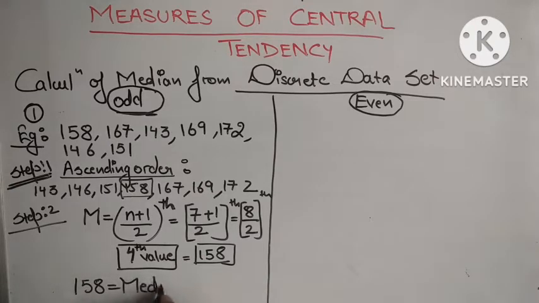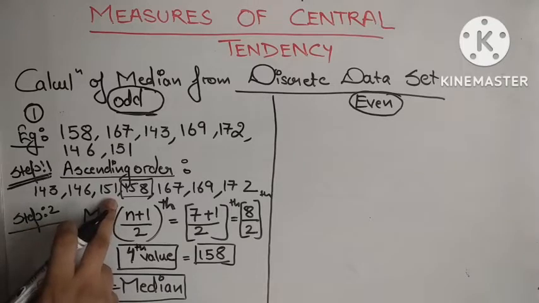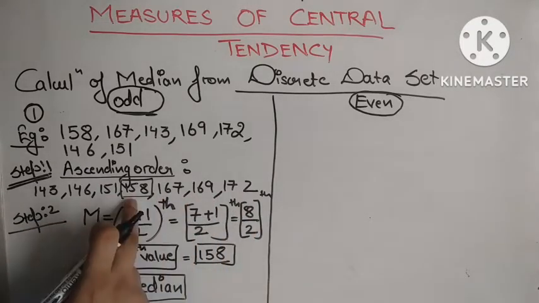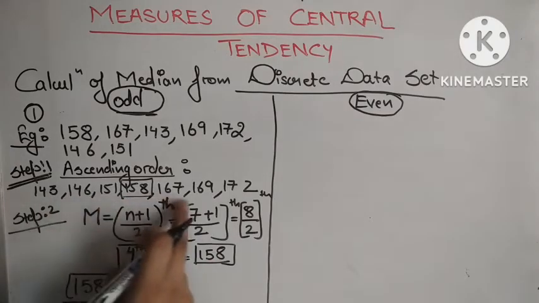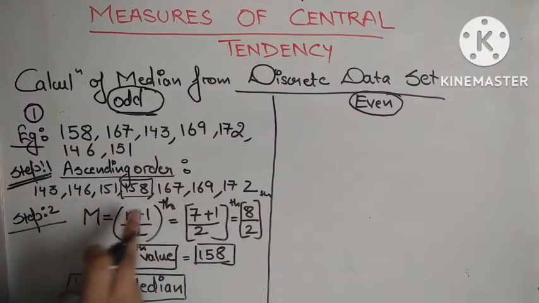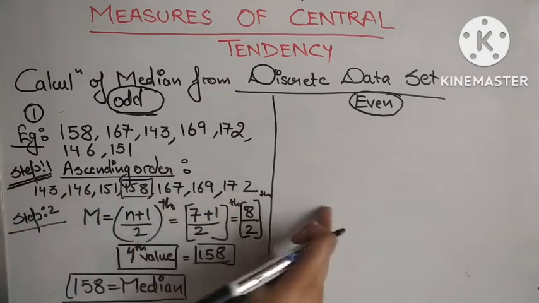So you must be thinking why I have not just checked from here, that this is fourth and this is also fourth. Students, see here that if you have a large set of values, then it will be difficult for you to just check from here and then check from here.